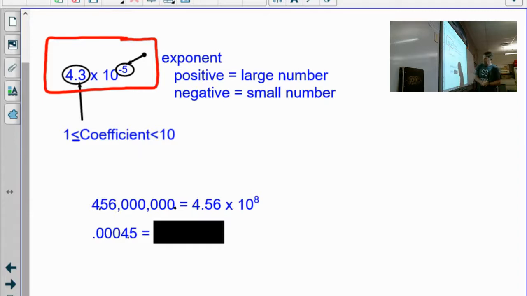So I'm going to have 4.5 times 10 to the fourth, but recognize that this is a really small number. When your decimal's in front, that's a small number. A small number is going to be a negative exponent. So I'm going to have 4.5 times 10 to the negative fourth. Okay?